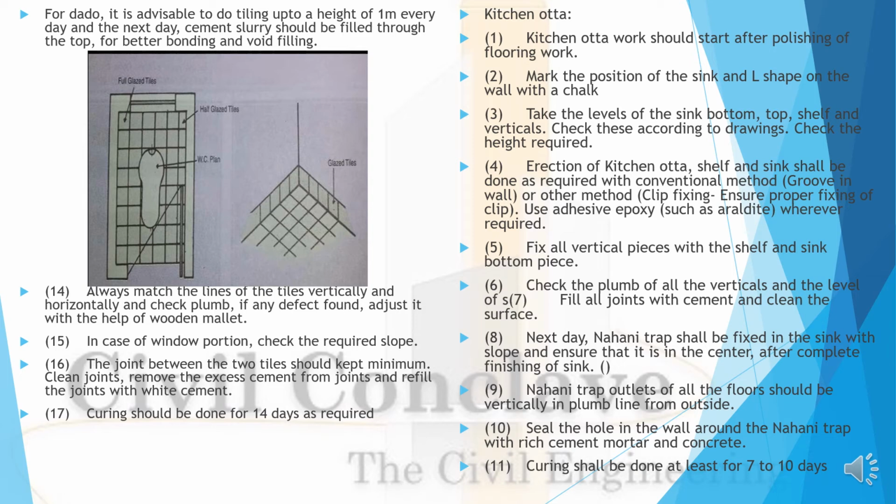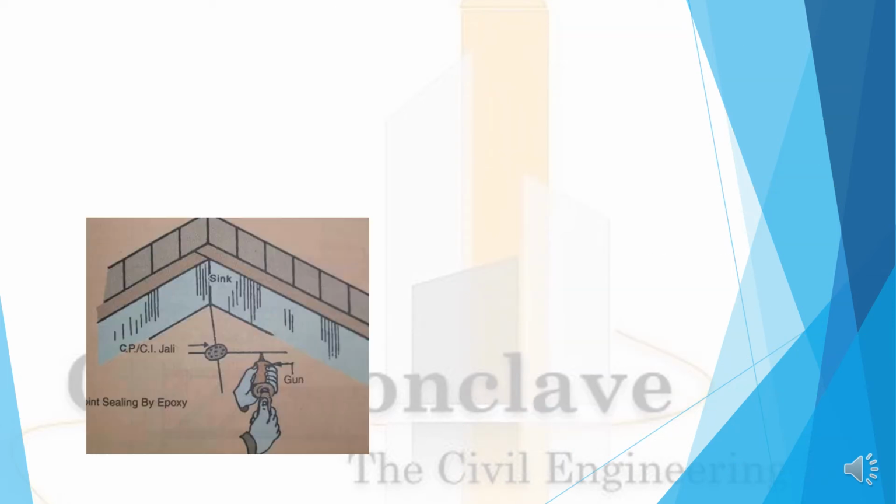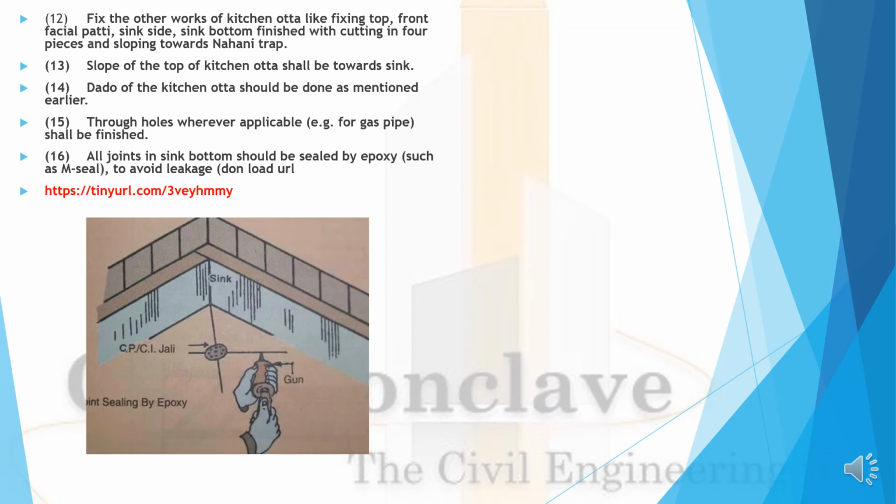Next, the tray nani trap shall be fixed with the sink and slope. Nani trap outlets of all the floors should be vertically in plumb line from the outside. Seal the hole in the wall around the nani trap with rich cement mortar and concreting. Curing shall be done. The other works of the kitchen platform, like fixing top, front panel, putty, sink side, sink bottom, etc. Slope the top of the kitchen platform towards the sink.